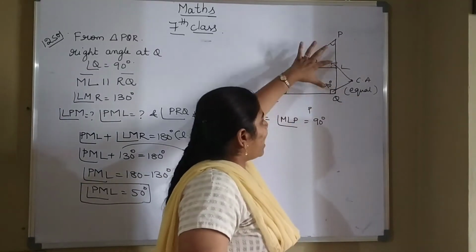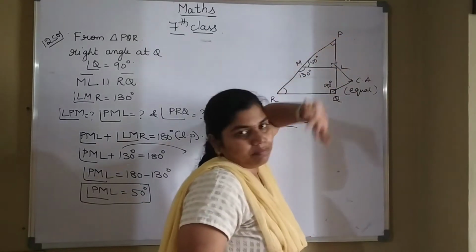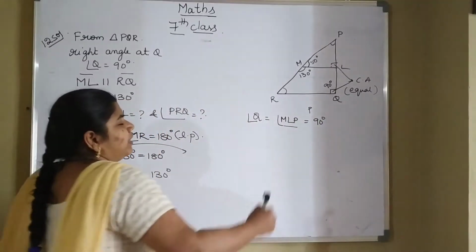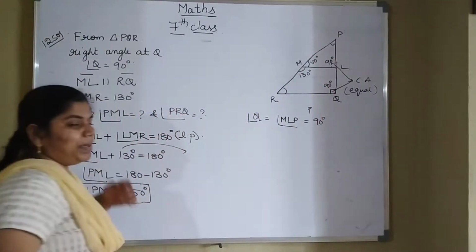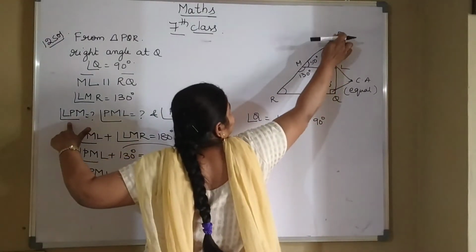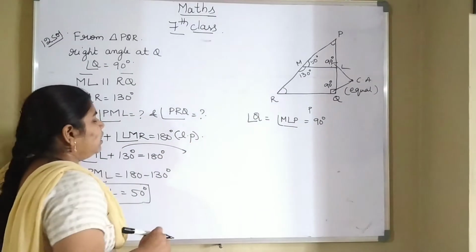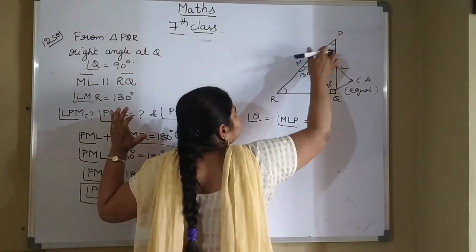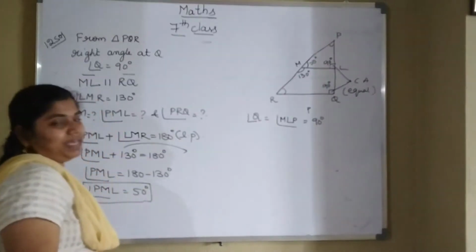So angle Q, angle L I am writing in the form of 3 alphabets, M, L, P. Okay, that is M, L, P. That will be equal to 90. Now here you got 90 degrees. Now which angle do I want to find? Angle P I want to find. Angle P is nothing but LPM. That's why I wrote this also in the form of 3 alphabets. Okay. So now by using ASP, that is the sum of 3 angles will be equal to 180 degrees.